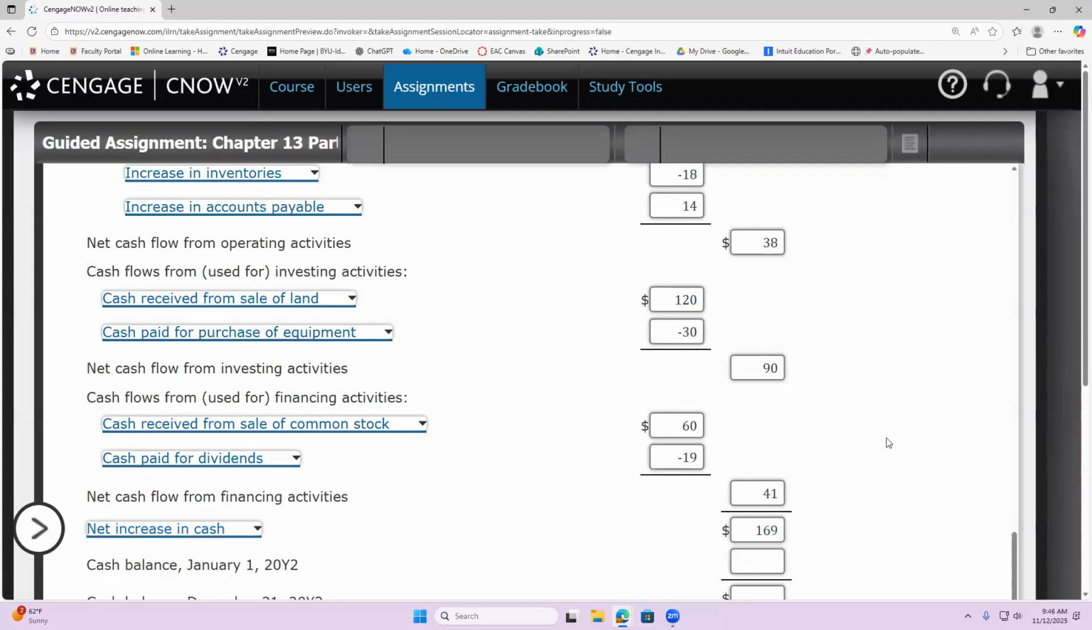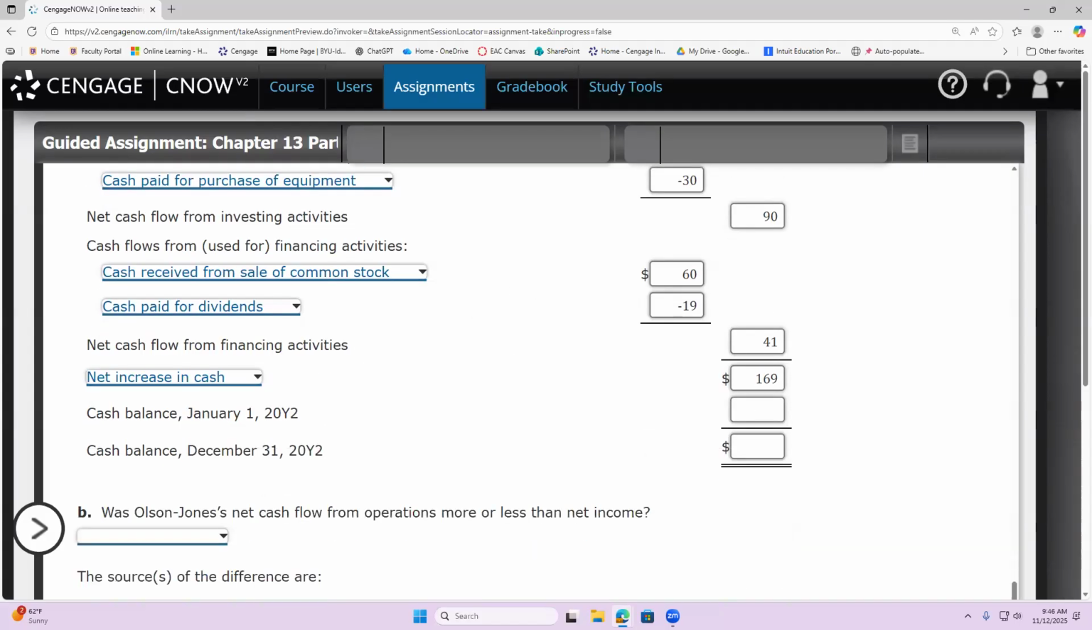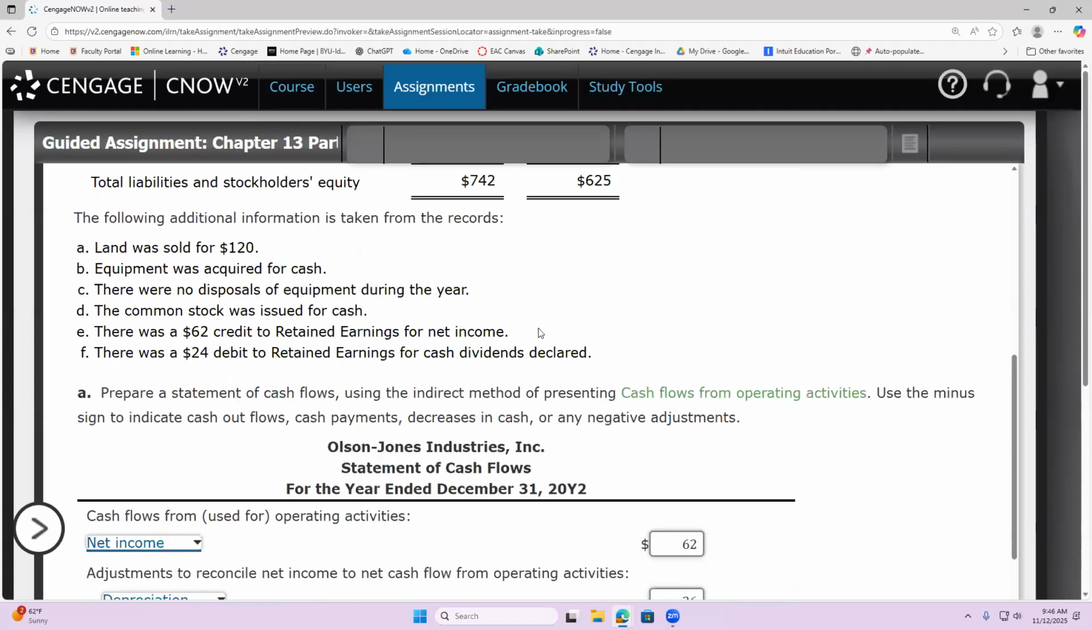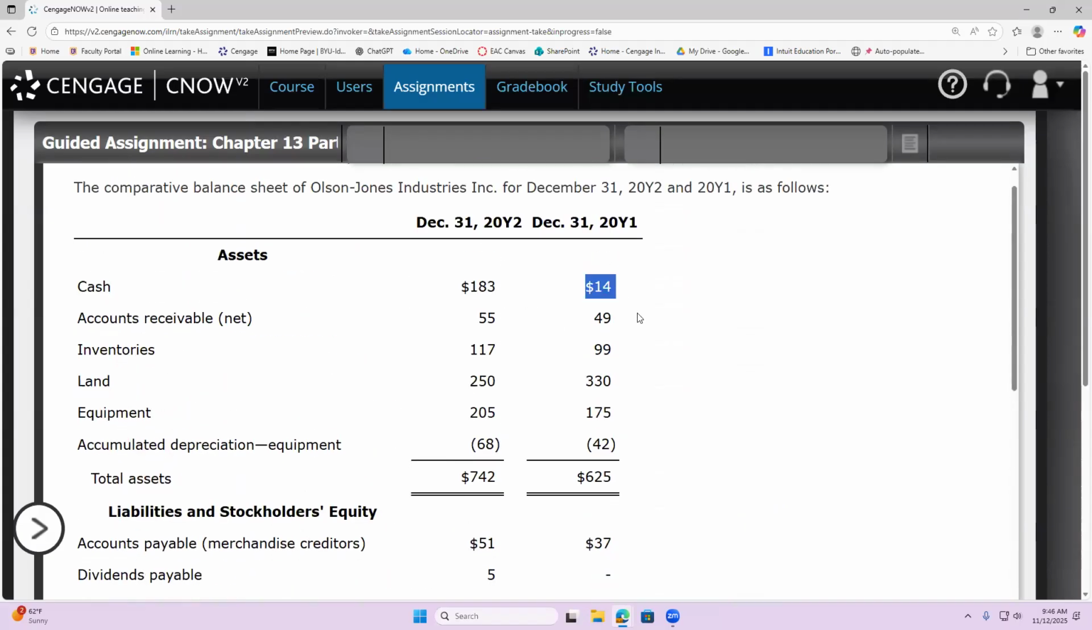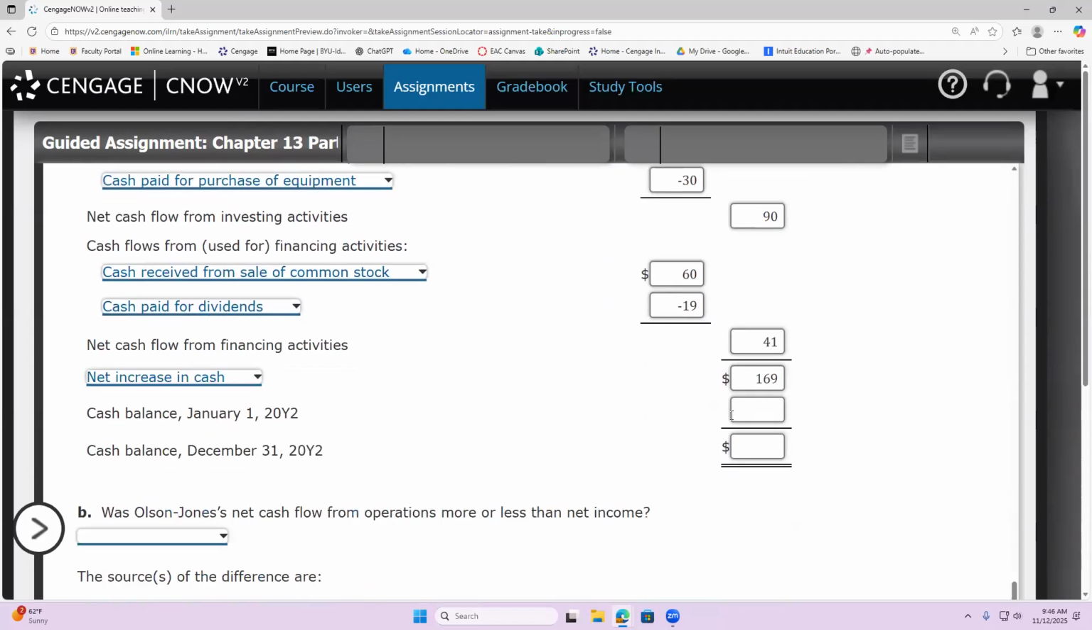So this business has 169,000 or whatever it is dollars more cash this year or anyway. So that's what we're doing. So then we can come up here and we can look and say, what was our cash at the beginning of the year? 14. And then we add the increase of the cash. So 169 plus 14 is 183.